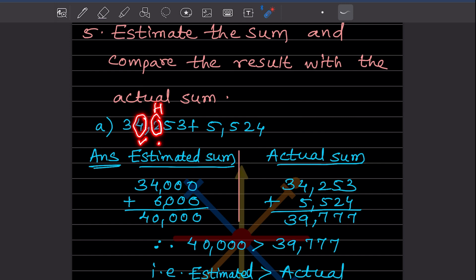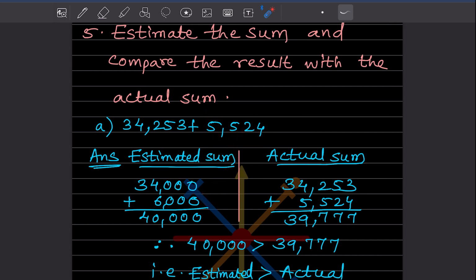When the digit is 0, 1, 2, 3, 4, the digit remains the same, and here there is 2. So the thousands part is going to remain the same, the rest will be 0, 0, 0, and this is going to be 4 itself. So this is going to be 34,000. Now what about this one? 5,524: ones, tens, hundreds, and this is thousands. This digit is 5 or more than 5, so the next number becomes plus 1. So this is going to be 6, and here will be 0, 0, 0. So this comes out to be 6,000.